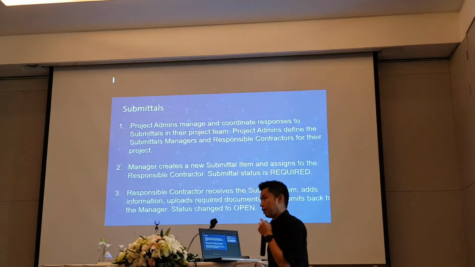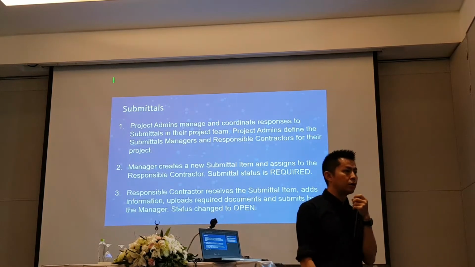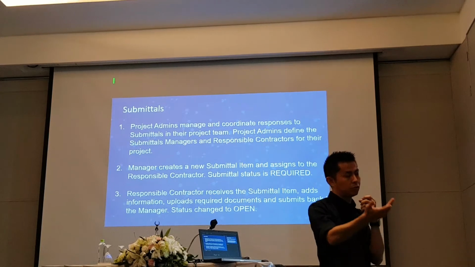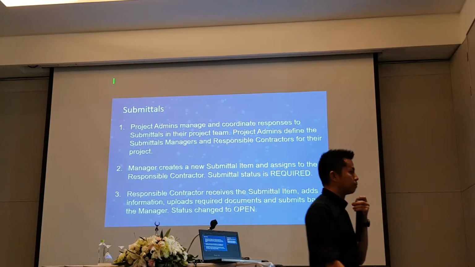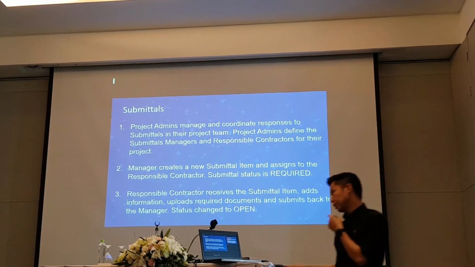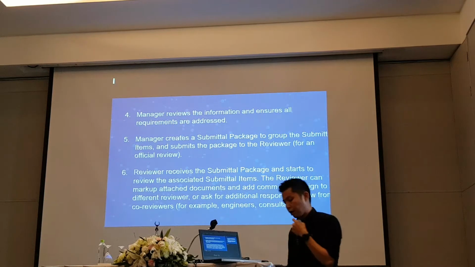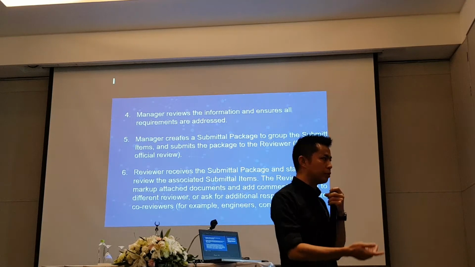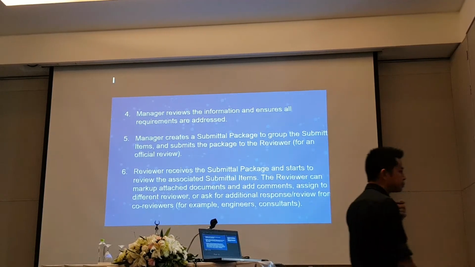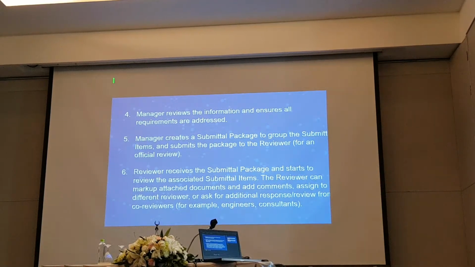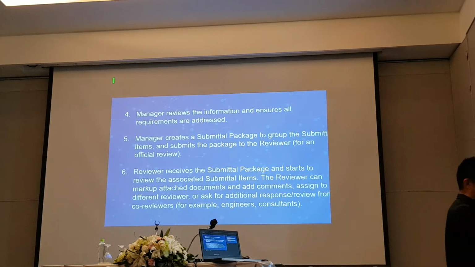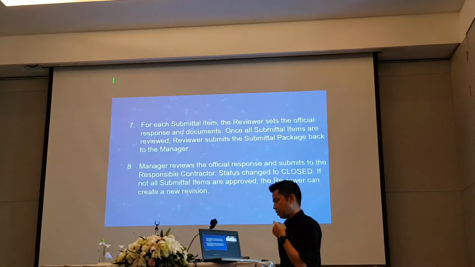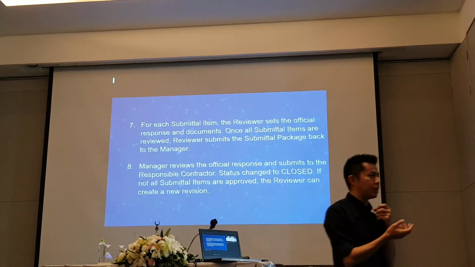Normally, the project managers might be the ones to control that. The responsible contractor could be the main contractor. And then the reviewer, it could be the architects or engineers, because they want to review if the information is correct. They will verify and confirm all the items, all the package, that everything is in order. Once they've done that, they will send the whole package back to the managers.